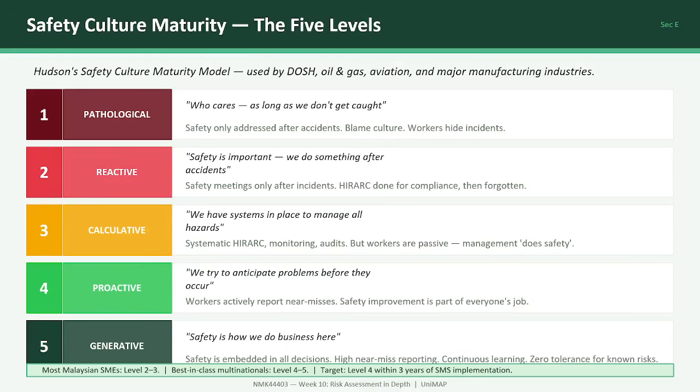Level 2, reactive. The belief here is, safety is important, we do something after accidents.